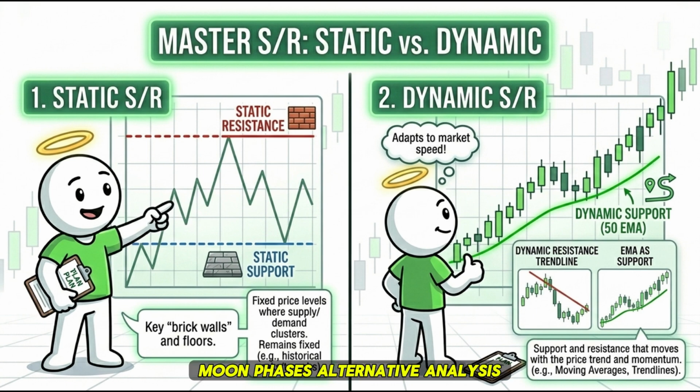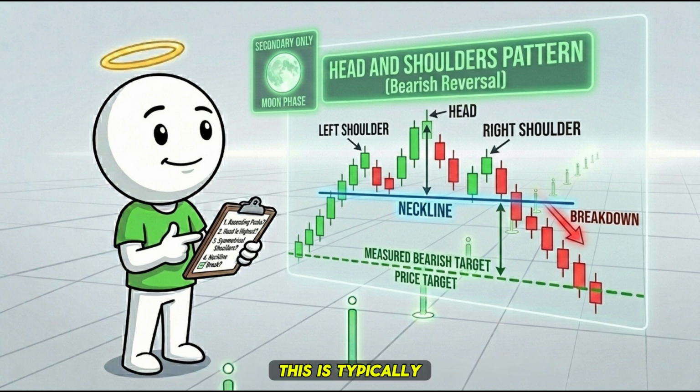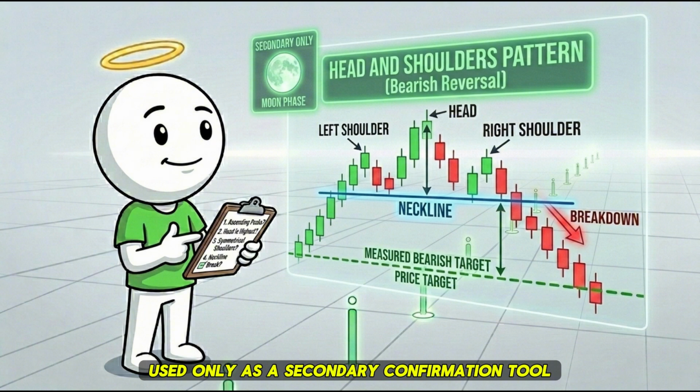Moon phases, alternative analysis. A unique concept where traders correlate lunar cycles with human emotion and market behavior. Generally, a new moon is viewed as bullish, while a full moon is considered bearish. This is typically used only as a secondary confirmation tool.